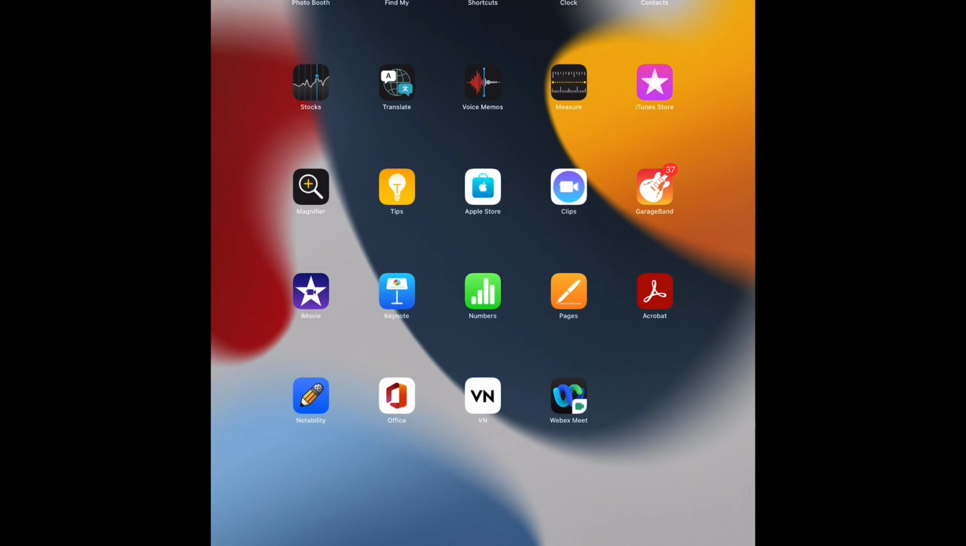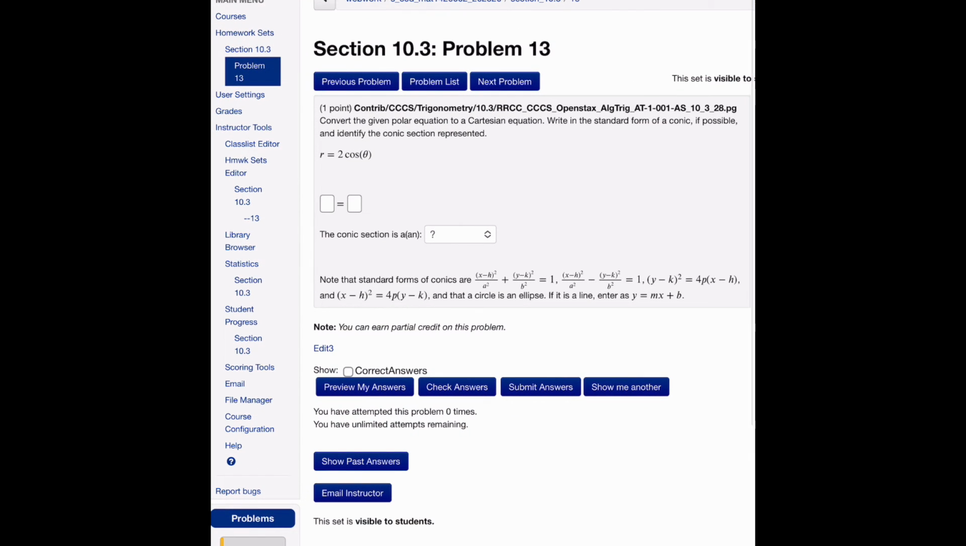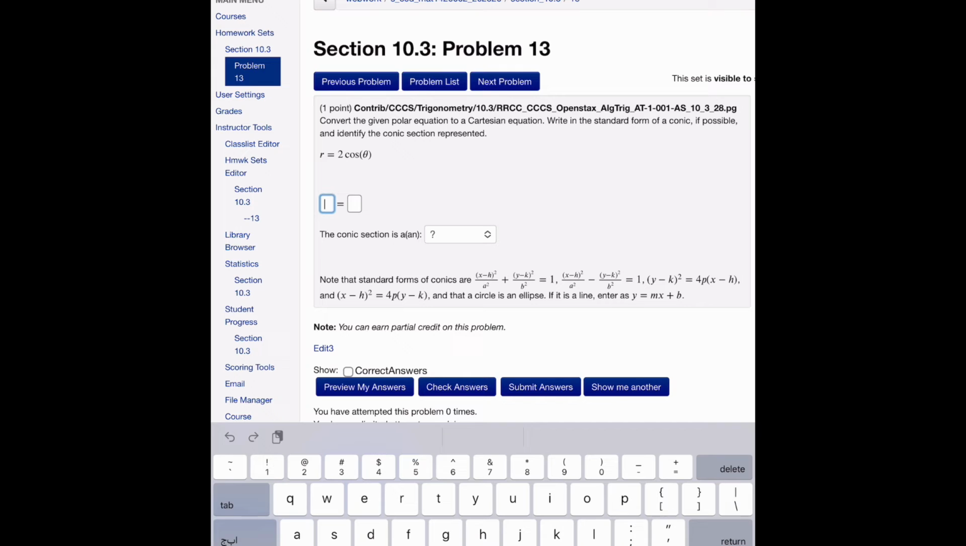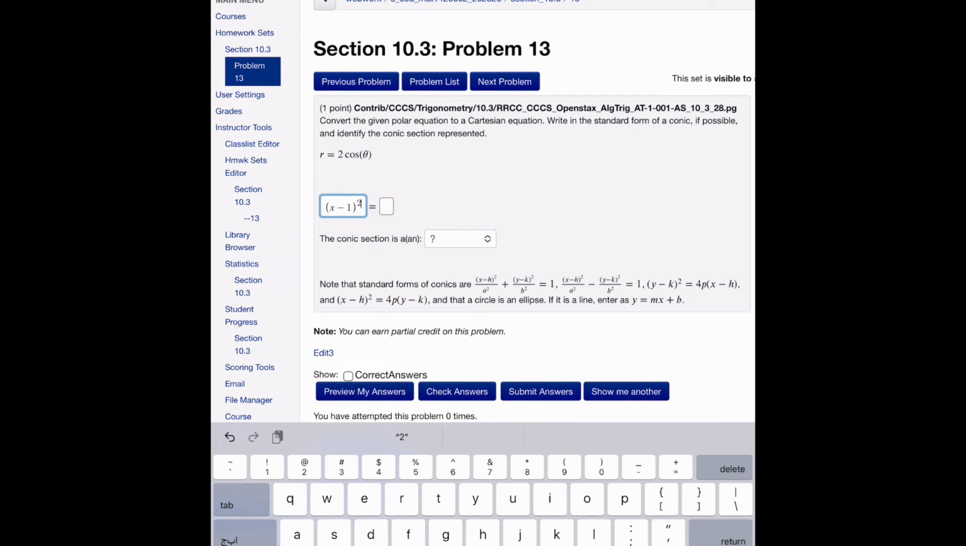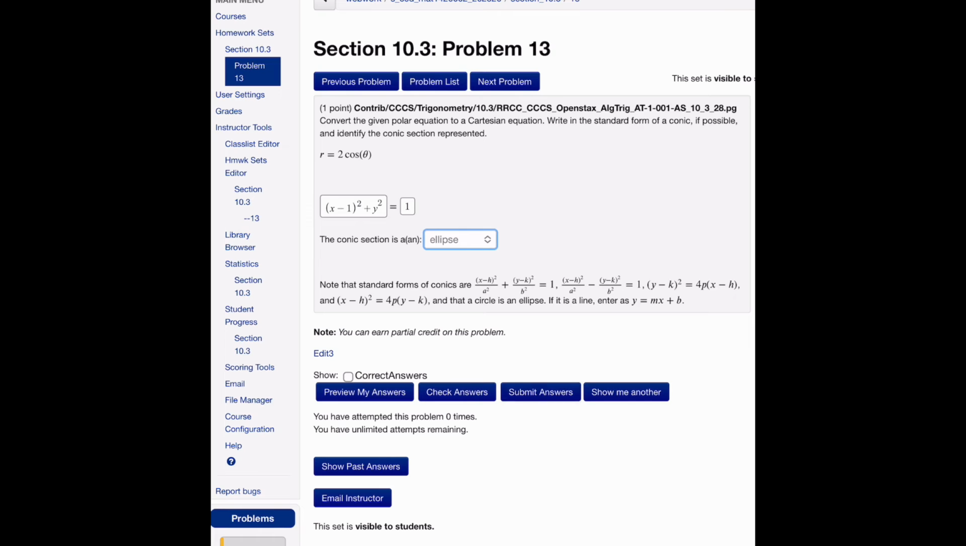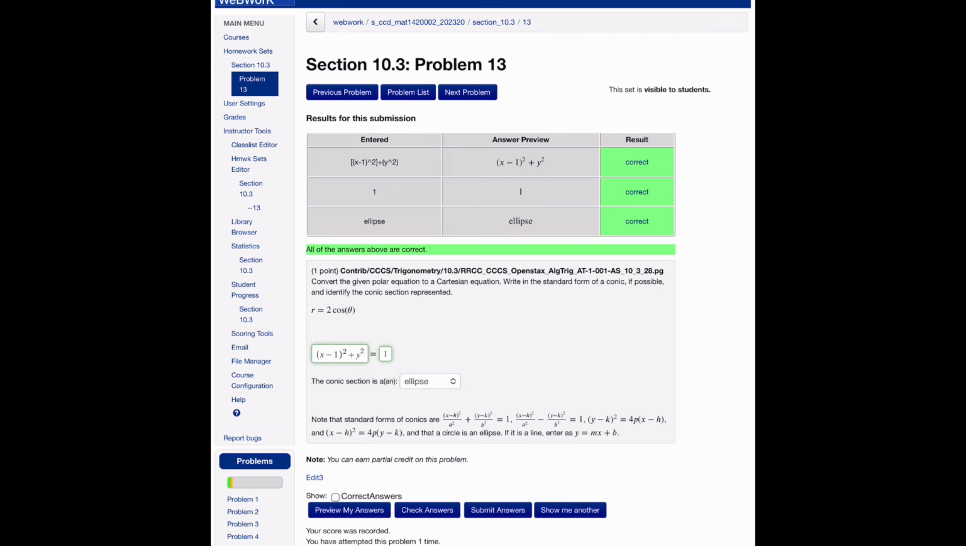Let me see if I can go back to the question and plug these in here. So I got x minus 1 squared, and then plus y squared equals 1, and it's an ellipse. So that is the right answer.